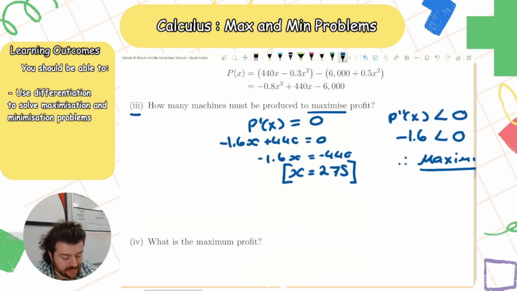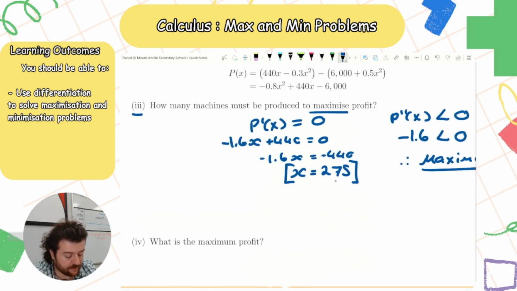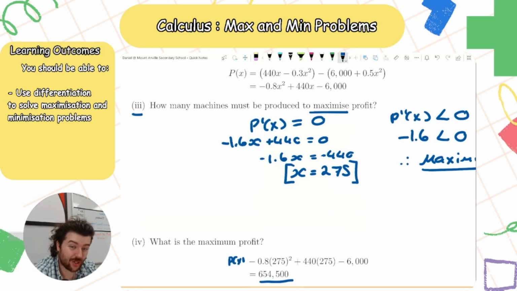So what is the maximum profit? Well, if 275 machines are sold, what's my maximum profit? Sub it in. My profit function again is minus 0.8x squared plus 440x minus 6,000. Sub in 275 for x, and I get 654,500 euro. That's the maximum profit I could make on these machines.